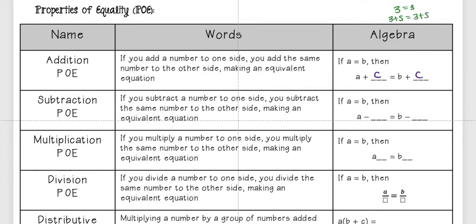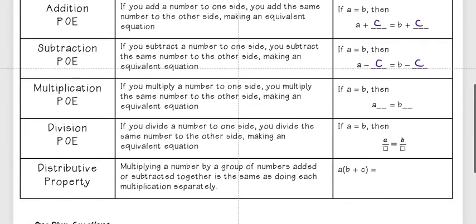And we see that same thing with subtraction POE. We can subtract the same number from both sides of the equation. And then same thing with multiplication and division. If A equals B, then A times C is equal to B times C. And if A equals B, then A divided by C is equal to B divided by C.